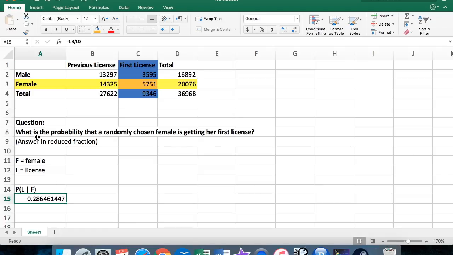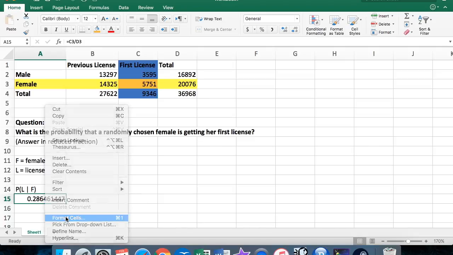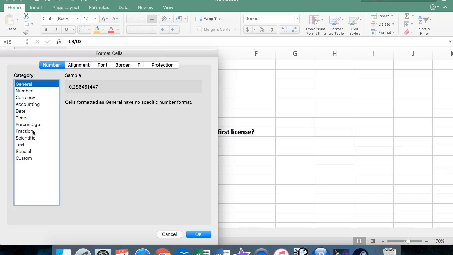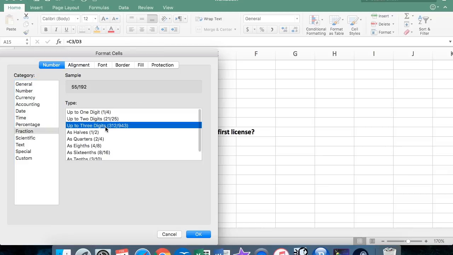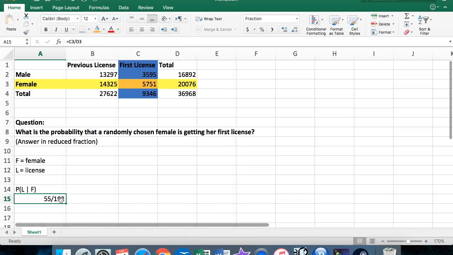Now it asks you to put your answer in reduced fraction form, right? This is an issue because if you click on this and go to Format Cells, typically you'll say, oh, fraction right away, and unfortunately it only does up to 3 digits. If you put this in, it will count as incorrect because this number in reduced fraction form is going to have possibly 4 or 5 digits. So I'm going to show you the correct way to do this.